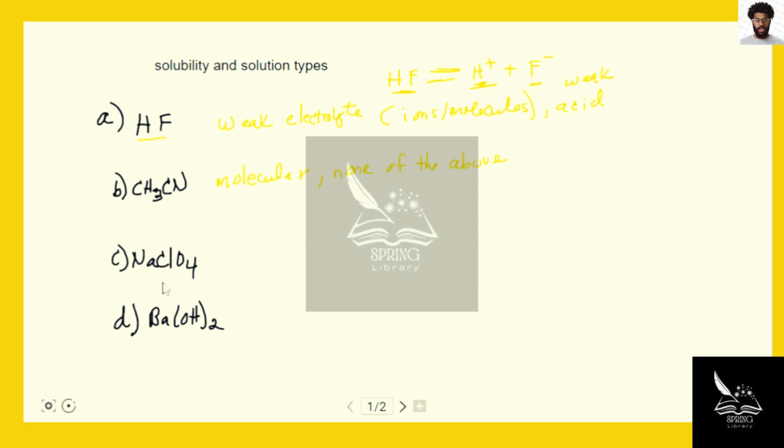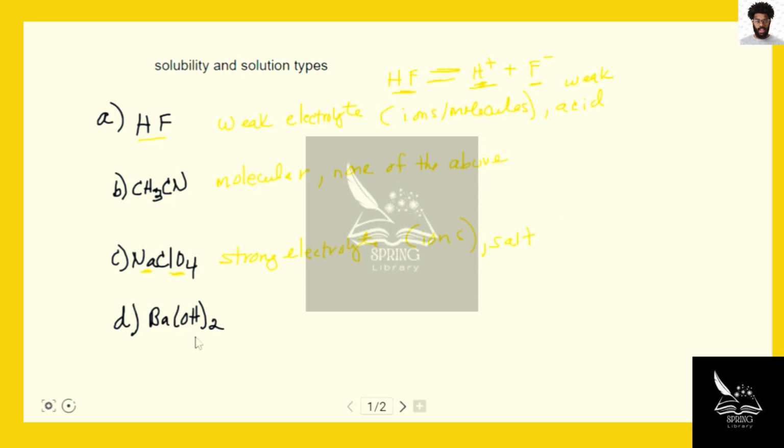Next example is sodium perchlorate, and this would be an example of a strong electrolyte, so that when it dissolves in water, it furnishes completely sodium cations and perchlorate anions. And so it would exist completely as ions in solution. And this would be an example of a salt, where sodium would be the cation, perchlorate the anion, and the combination of those two produces a salt for us.